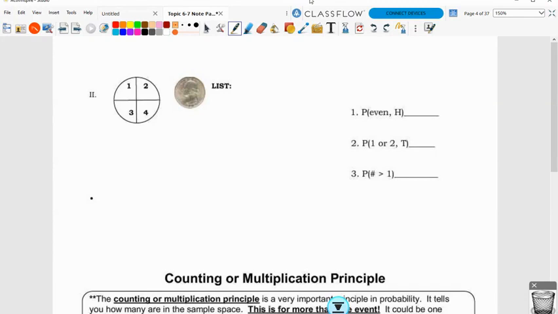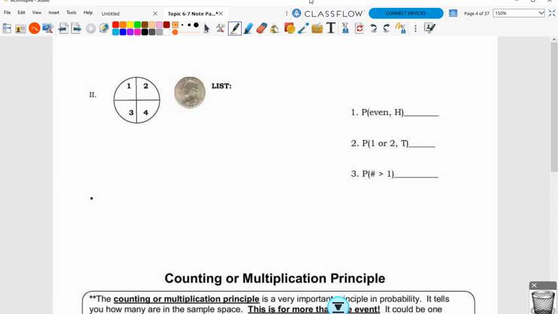In our next example, we're going to be spinning a spinner that's labeled 1, 2, 3, and 4, and then flipping a coin, which we know has two sides, heads and tails. We want to make a tree diagram and then list all of the possible outcomes that would exist when you spin the spinner and then when you flip the coin.